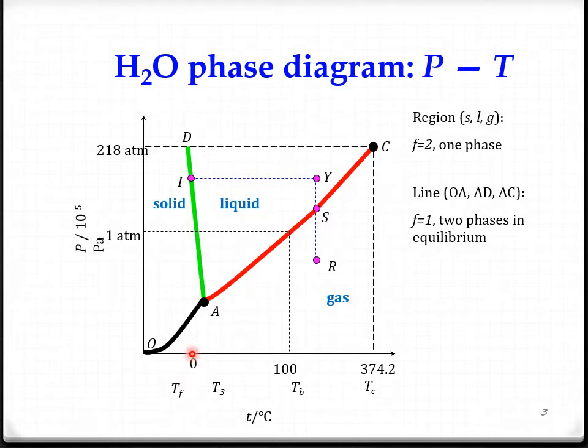On the lines, which are OA, AD, and AC, it is F equals 1, which is univariant. At point A, which is the triple point, it is F equals 0, which is invariant or zero variant.